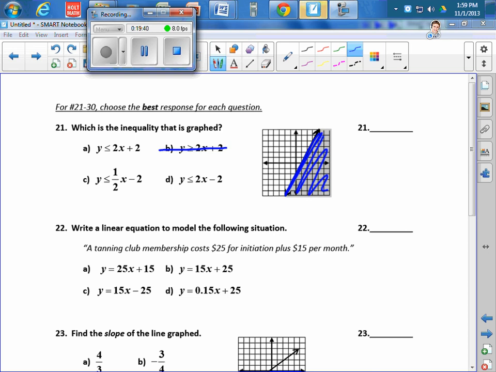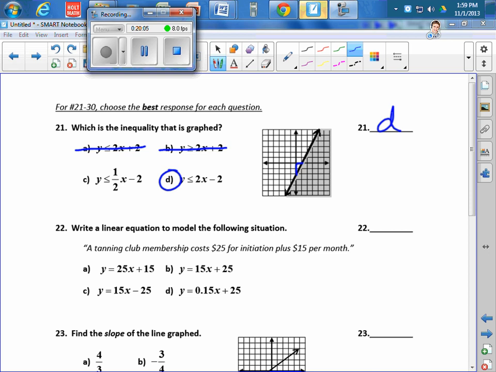All right, let's look at our line again. What's the y-intercept? -2. So that eliminates A. So our choices are C and D. What's the slope of this line? Is it +2 or is it +1/2? Well, because it looks like it's going to rise 2 and run 1, that's 2 over 1. D would be your answer.